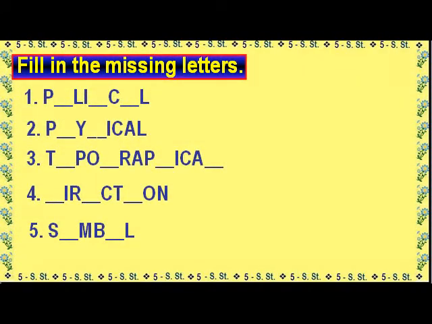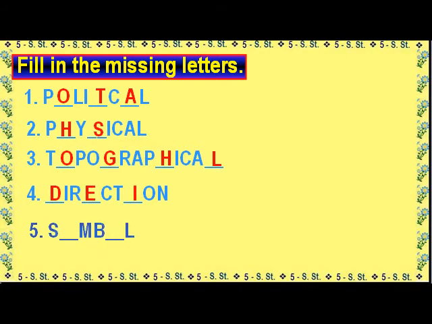Fill in the missing letters. The missing letters in the word political are O, T, and A. The missing letters in the word physical are H and S. The missing letters in the word topographical are O, G, H, and L. The missing letters in the word direction are D, E, and I. The missing letters in the word symbol are Y and O.